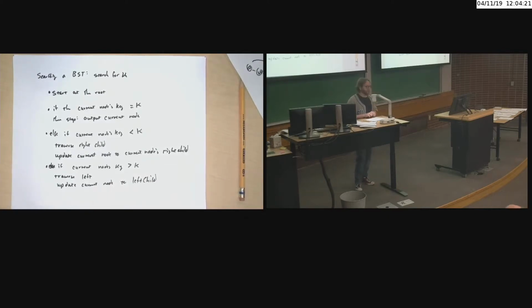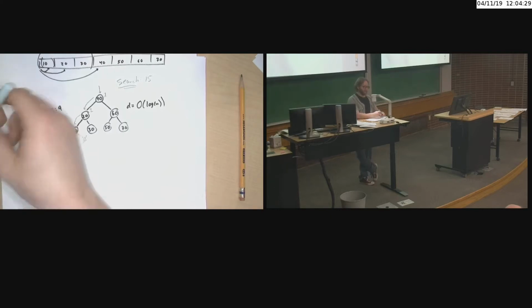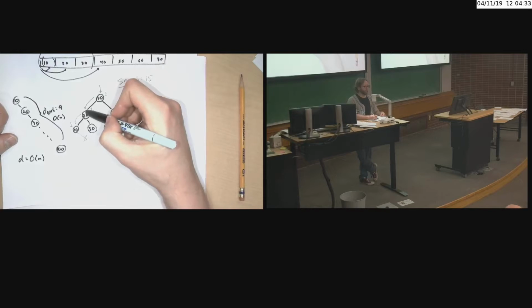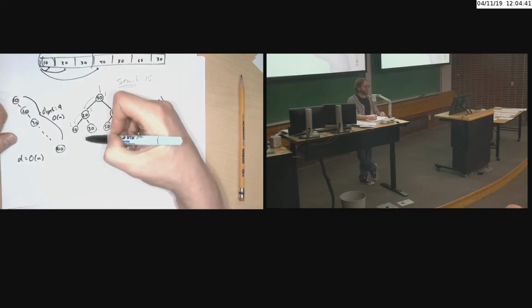What is my other stopping condition? Over here I was searching for 15. How did I know that I was at an end? Here's the current node, 40. It's less, so you need to go to the left. 20 is my current node. It's less, so you need to go left. 10 is my current node, so I need to go right because I'm searching for 15, at which point I'm done because I've fallen off the end of the tree. I've gone past any leaf.